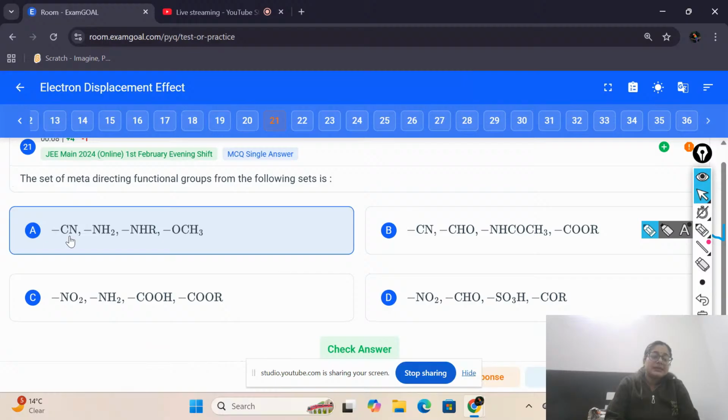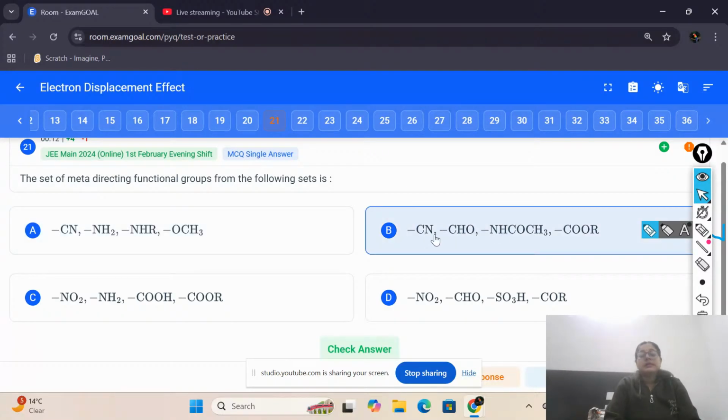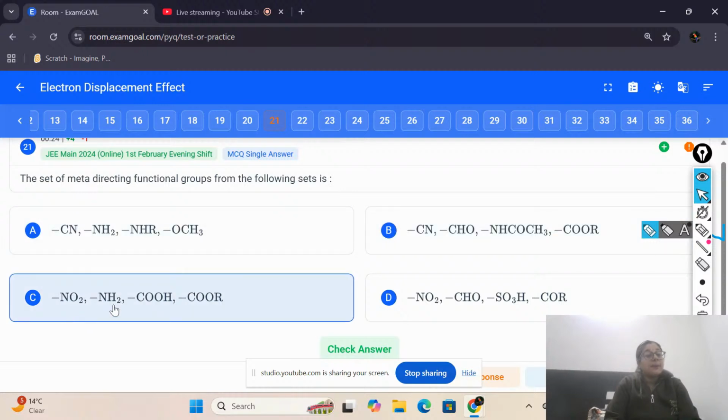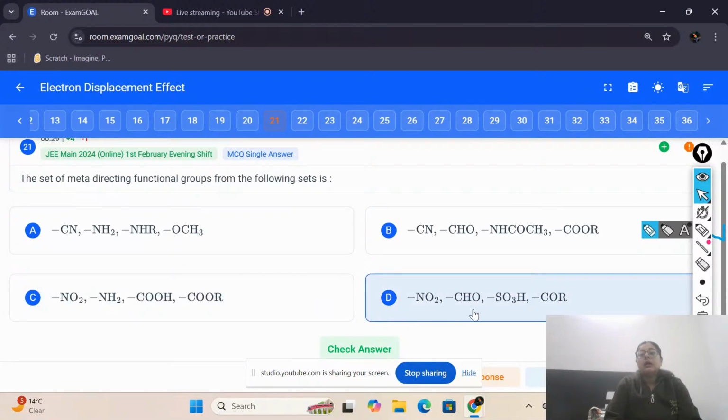Coming to the 21st question: a set of meta directing functional groups among the following sets. This has a meta directing CN group, but NH2 is ortho-para directing. Wrong. CN is meta directing, CHO is meta directing, but NC is again ortho-para directing. Wrong. Nitro, meta; amine, ortho-para. Wrong. Nitro, meta. Aldehyde, meta. Sulfonic acid, meta. COR, ketone, meta. So all these four are meta.